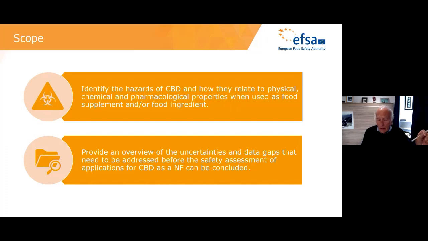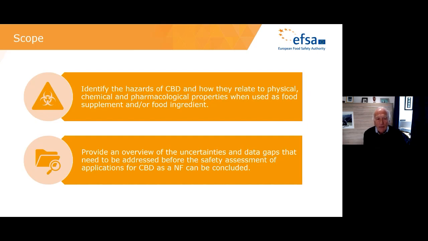The scope of the assessment was to identify the hazards of CBD and how they relate to the physical, chemical and pharmacological properties when it's used as a food supplement and/or food ingredient. That's an important point, because we're not talking about it being used as a medicine, we're talking about it being used as a food supplement or a food ingredient. And Anna referred earlier on about how some of the differences of interpretation come because of that, and we will look at that in more detail as we go through the statement.